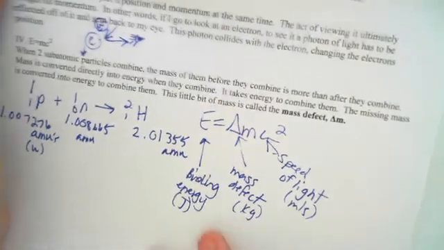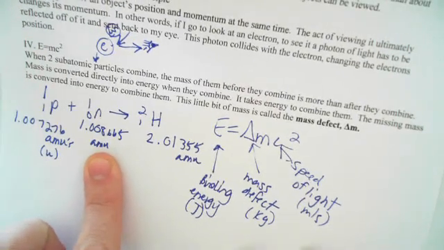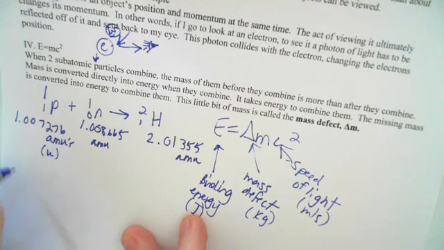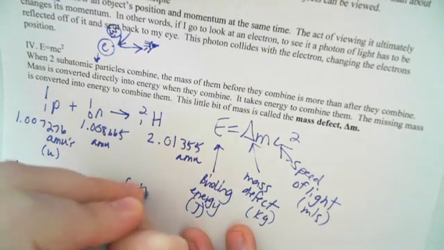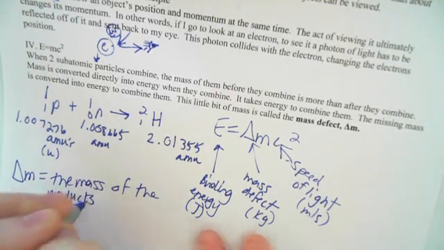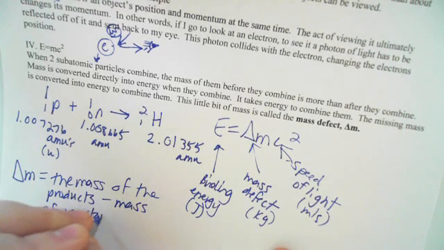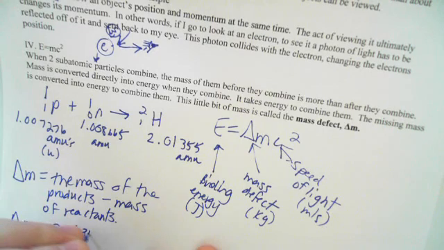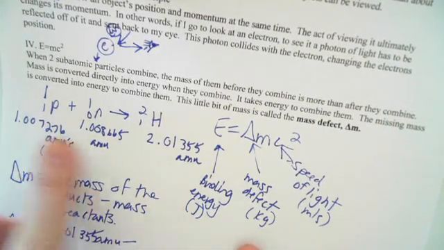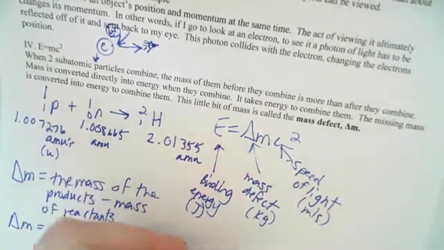So let's figure out what the mass defect is here. So basically, think of it like this. It's really just whatever this is added up together, you're just going to subtract from whatever your products are. Okay. So your mass defect is the mass of the products minus the total mass of the reactants. Okay? So in this case, it's going to be mass of the products, 2.01355, minus the total mass of the reactants here, which is 2.015941.